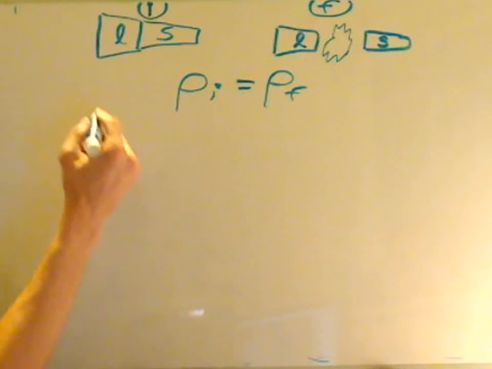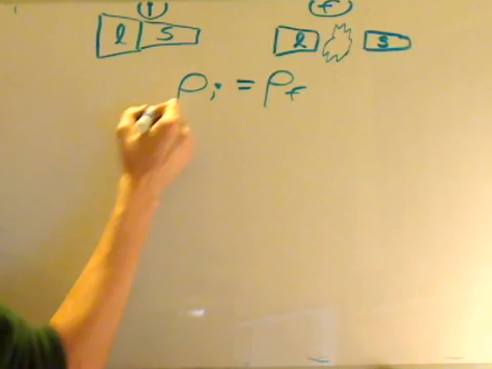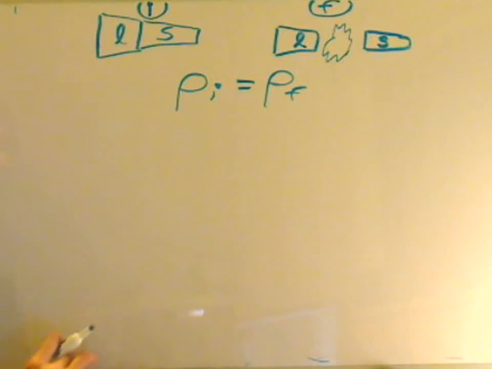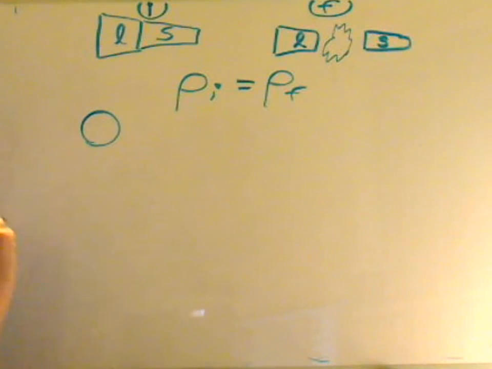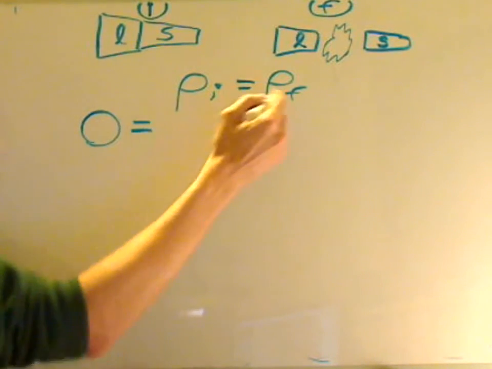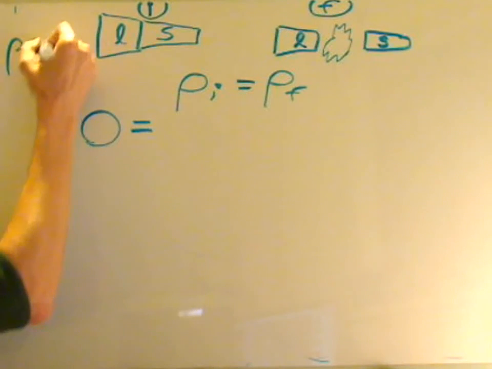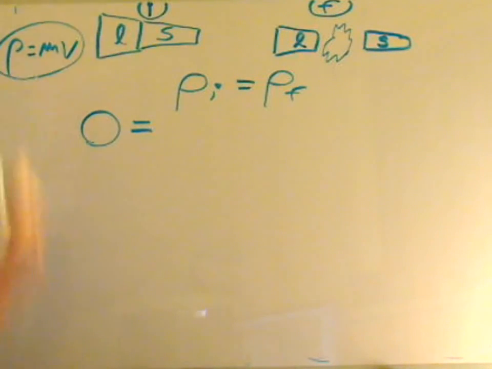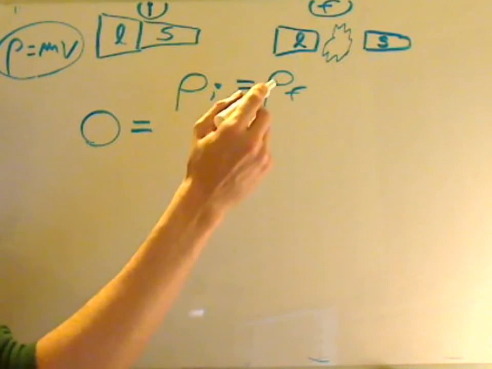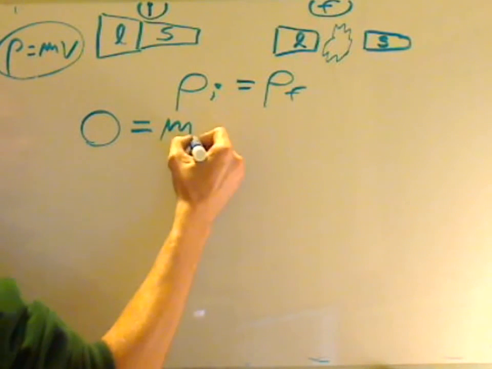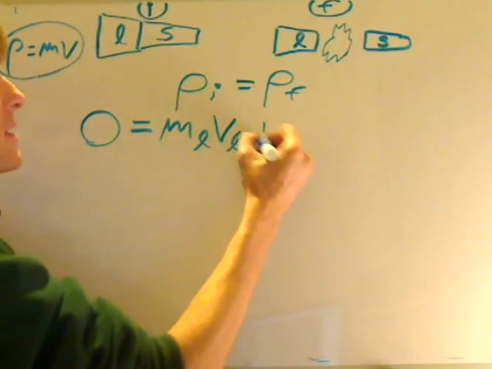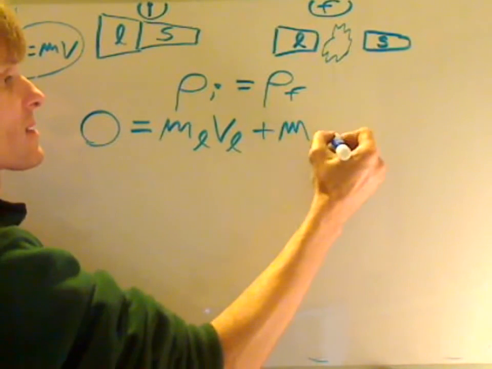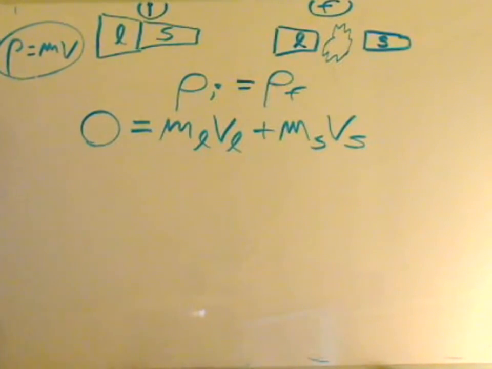Now, initial momentum here is 0, because everything's at rest. And that has to equal our final momentum. Momentum, remember, is mass times velocity. So our final momentum is the mass of the launcher times the launcher's velocity plus the satellite's mass times the satellite's velocity.